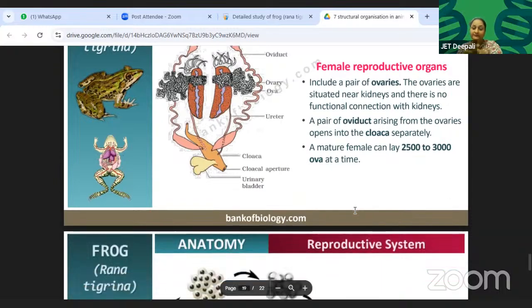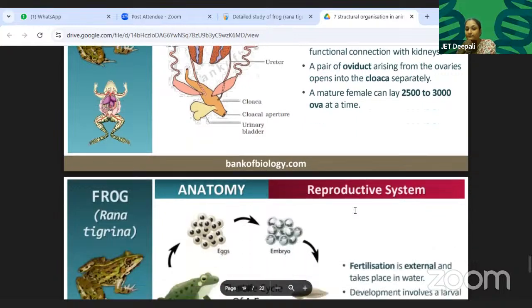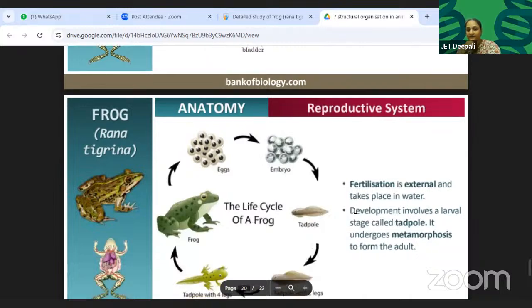See the breeding capacity: they can lay 2,500 to 3,000 ova at a time, a large number of eggs. If all these ova attained maturity, but some of their eggs die, not all of the ova are successfully turning into the tadpole larval stage. Some of them die, but still the number is too big. One frog's breeding capacity is too big. See, this is a reproductive life cycle.